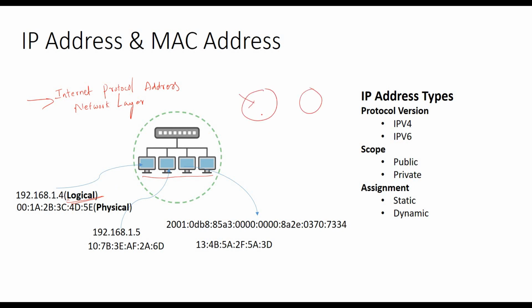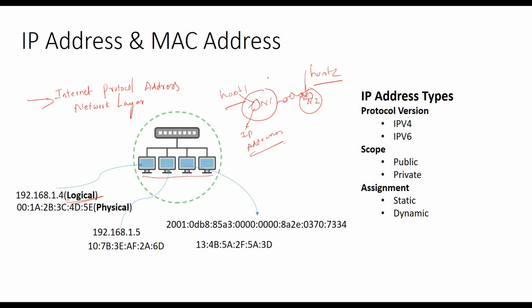These IP addresses will be used for the communication between two hosts which are residing in the same network or in different networks. For example, this is host 1 connected to a particular network N1, and this is host 2 connected to a particular network N2. If these networks are connected by different routers, the communication between host 1 and host 2 will happen via corresponding IP addresses. So these IP addresses are logical.